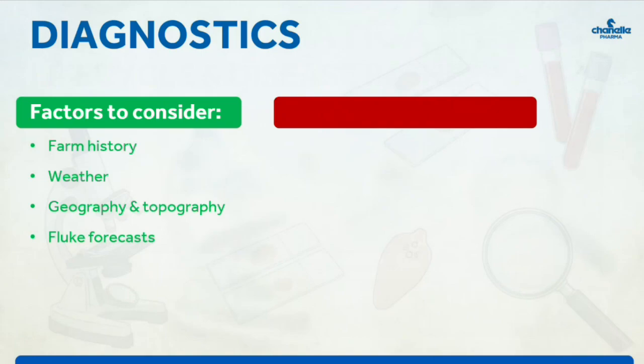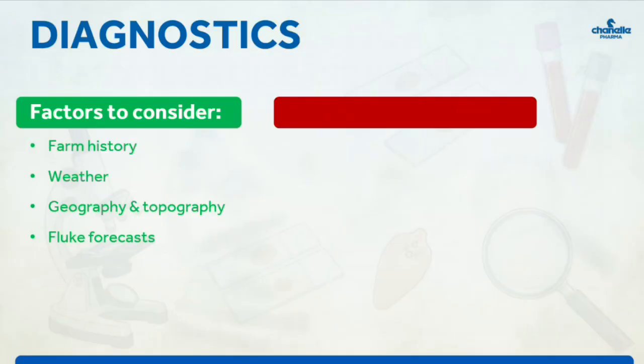So let's think about diagnosing fluke. And there's a few factors that we should consider as well. One is the farm history. Has a farm or a premises had a particular problem with fluke in the past? What has the weather been like? If it's been an especially wet autumn period or summer period, then the snail numbers will be higher and the fluke challenge can be bigger.